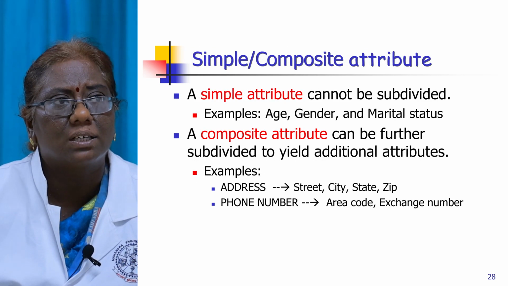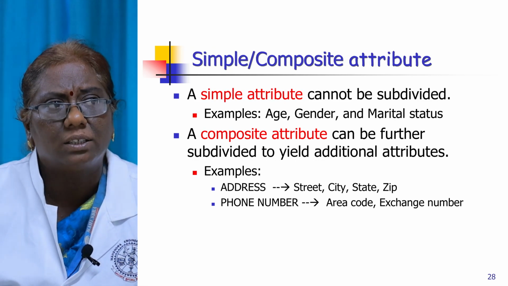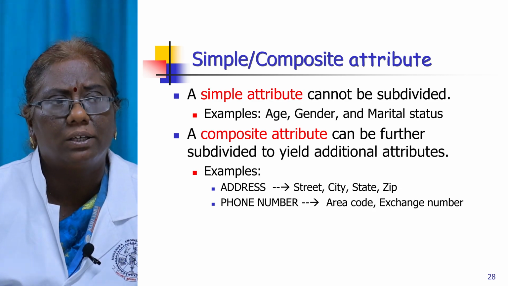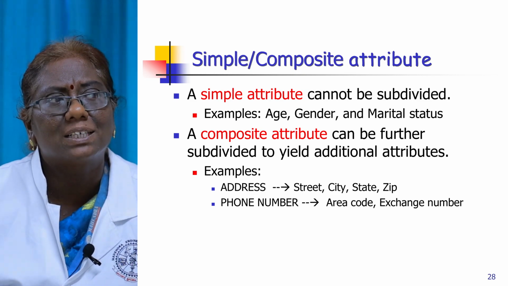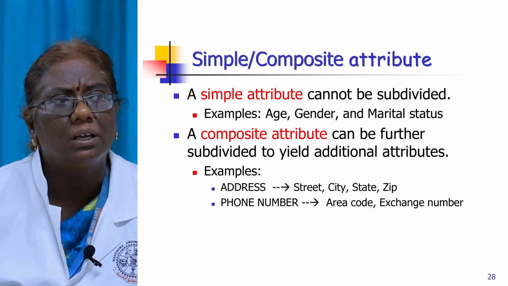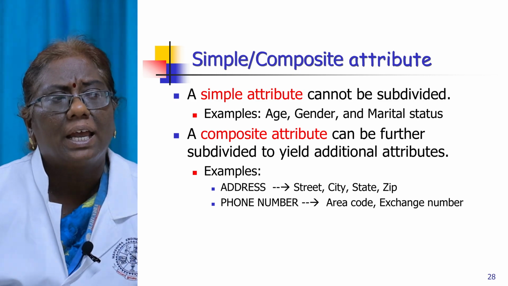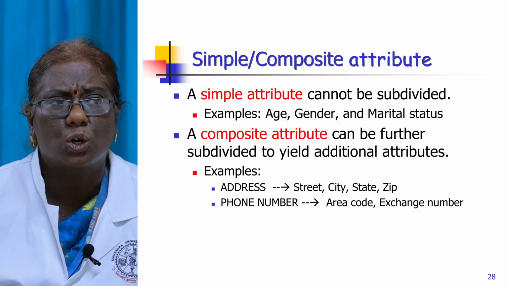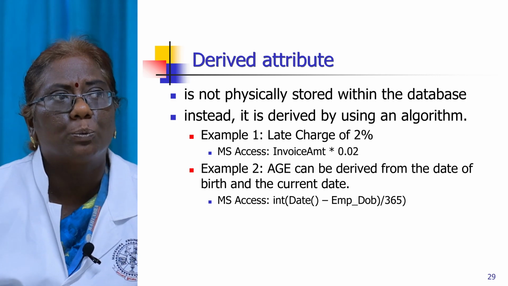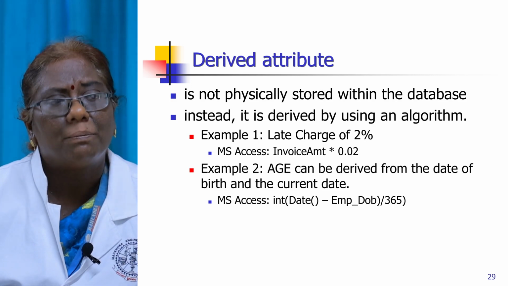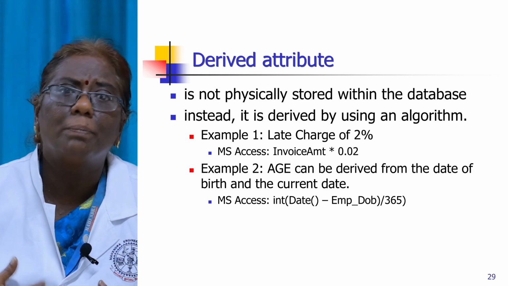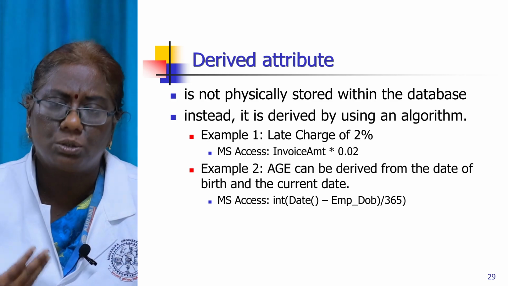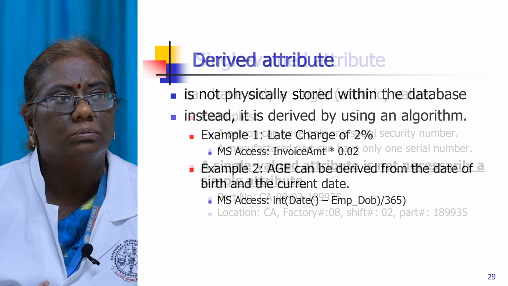So as we discussed already, simple attributes cannot be subdivided. For example, age, gender, marital status cannot be subdivided. And composite attributes are further subdivided into other attributes. For example, address. If you take address, it consists of street, city, state and zip. And a phone number may have an area code and exchange number. And a derivable attribute means it's not physically stored within the database, but its value can be derived from an existing attribute. For example, date of birth. From the date of birth, we can derive another attribute called age.